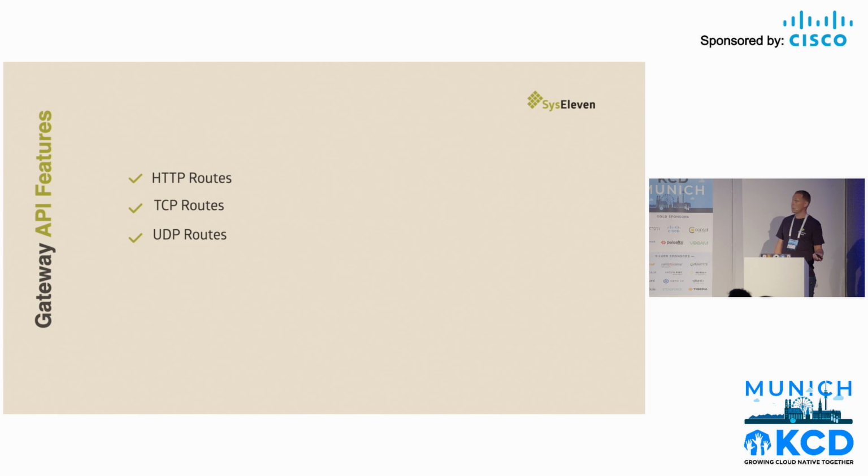You have UDP routes, which you can also use. I don't think many people will need this, but it's nice to have if you do ever need it for any application that you're running. And also something which is new is gRPC, which you can use for any type of gRPC application. For instance, Argo would be an example.